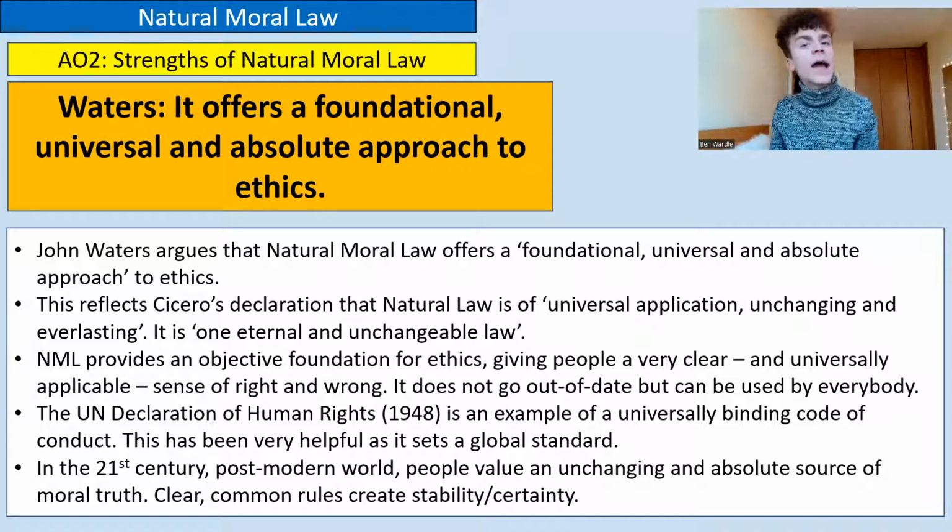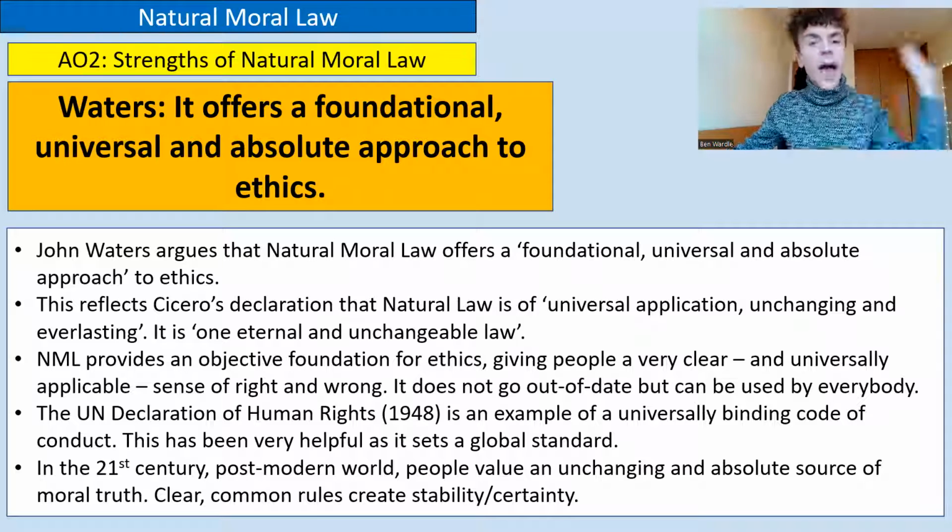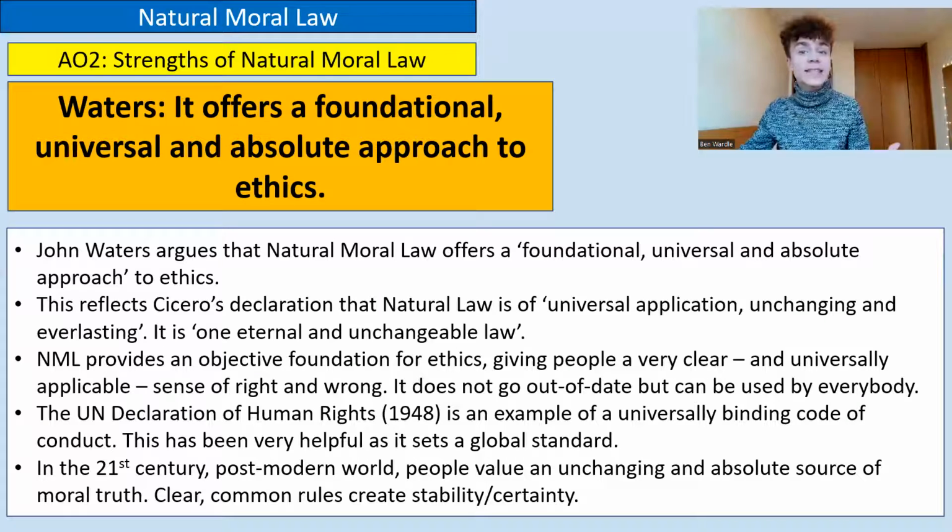And I think human beings like that because we like consistency, we like clarity, we like to know where we stand, we like to know that we're all on the same page. So we can see it as very helpful for the world, if I can put it like that, very helpful for society, because there is no ambiguity. Everybody is very clear about what the right thing to do is. And so you can't get confused, if you like. It provides an objective foundation for ethics, giving people a very clear and universally applicable sense of right and wrong.